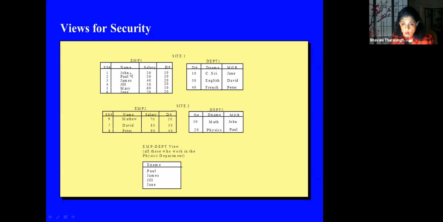So there's John, and then there is what? Physics is number 20. So there is not John, there's Paul, and there's James, and there's Jill. Wow, there's Jane. 4 people in physics all happen to be in site 1. Okay, and if you form a view, you get Paul, James, Jill, Jane. That's the views for security.